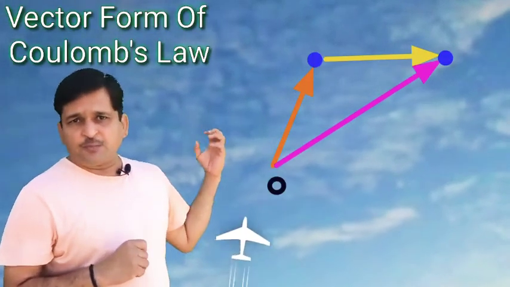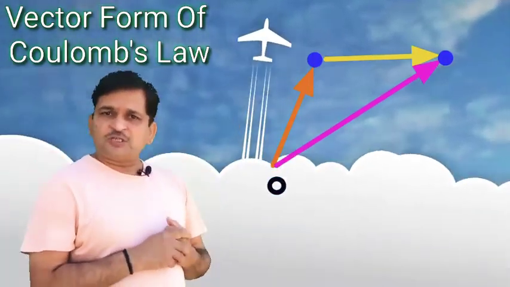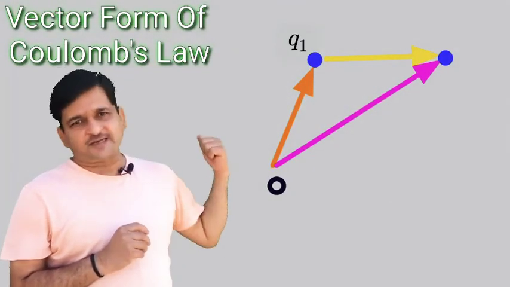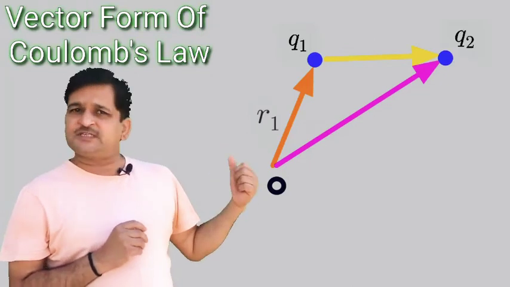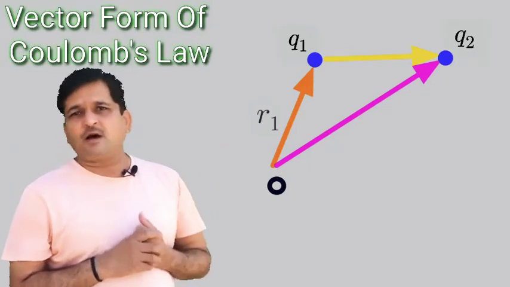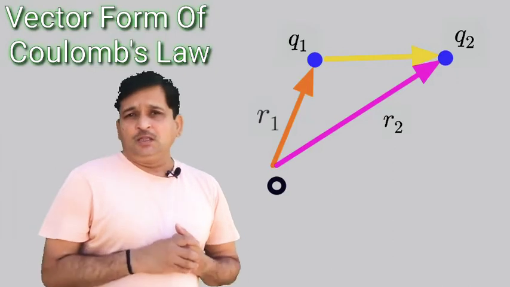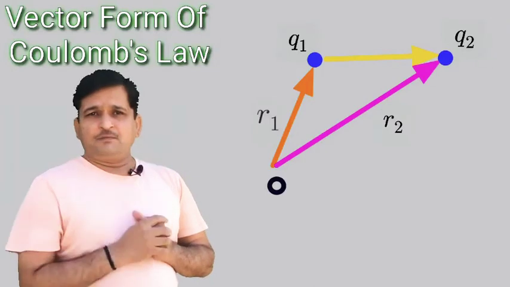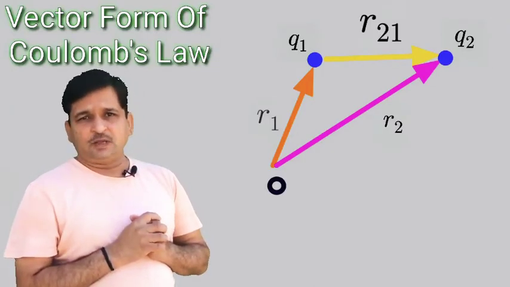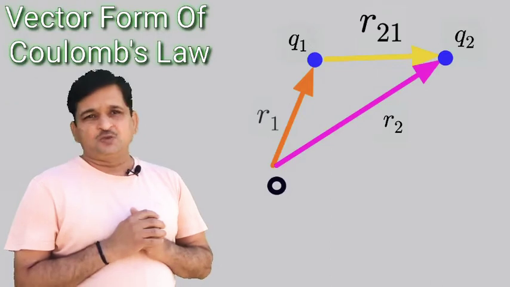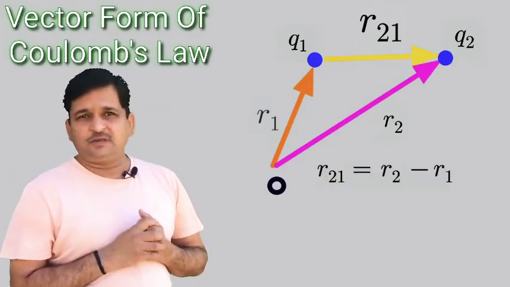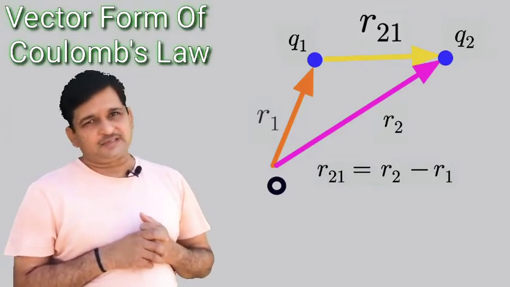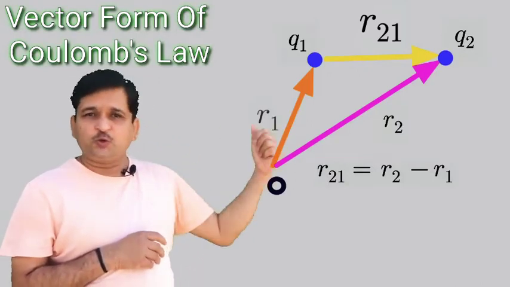So we take an origin to show position. So the position vector of charge Q1 with respect to this origin O is vector R1, and the position vector of Q2 with this origin is vector R2. Now the distance between Q1 and Q2 is shown by vector R21 and vector R12. So vector R21 is equal to vector R2 minus vector R1, and its direction will be from charge Q1 to Q2.